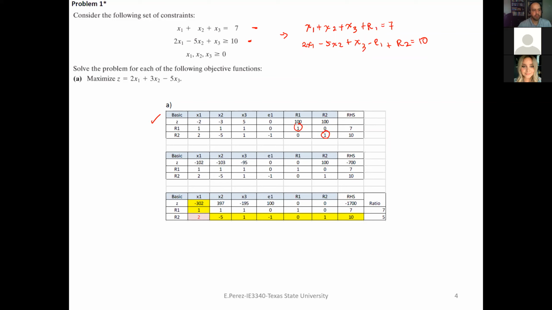Professor, just a quick question. Why did we add the artificial variable? I know why we subtracted the e, but I don't know why we added the artificial variable.